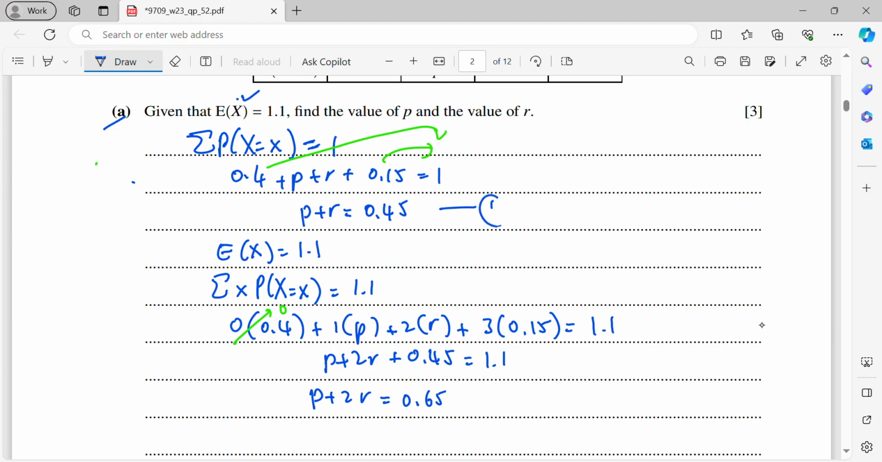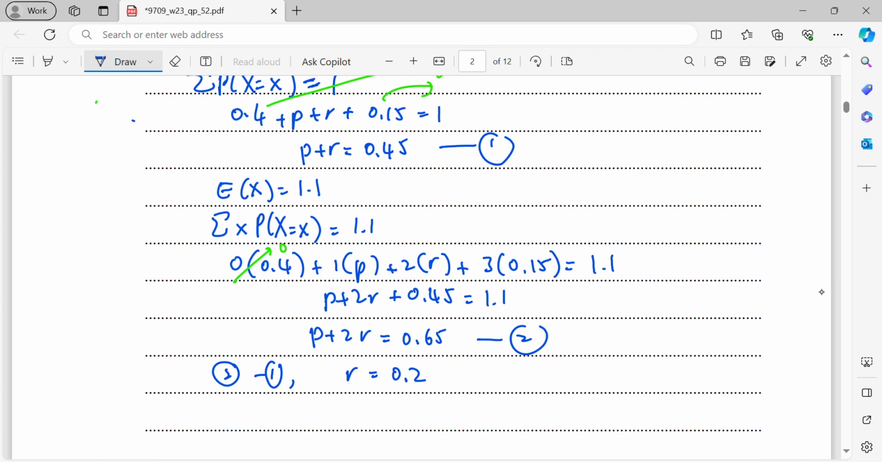I will let the previous P plus R equals 0.45 be the first equation, and this is my second equation. To solve for P and R, I will use the elimination method. That means second equation minus first equation. P minus P is 0, 2R minus R is R, and 0.65 minus 0.45 is 0.2. Once we have found R, you can find P using the first or second equation. Here I will use the first equation.